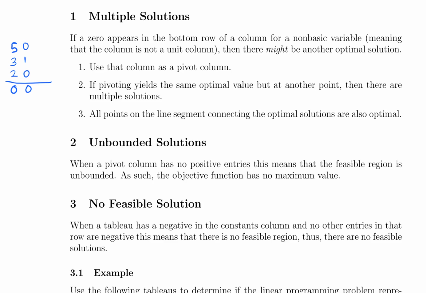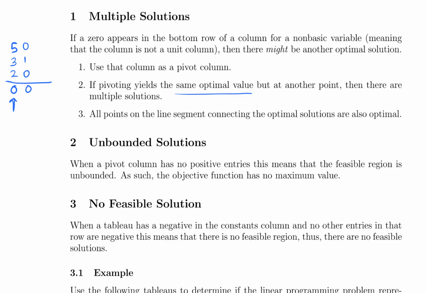It's if we have a non-basic variable or a non-unit column and there's a 0 in the last row. This means that there may be another optimal solution. So what we'll do is use that column as the pivot column, and we'll use the ratio as we usually do to determine the pivot element. And then if when you pivot you get the same optimal value but at a different point, then this tells us that there are multiple solutions.